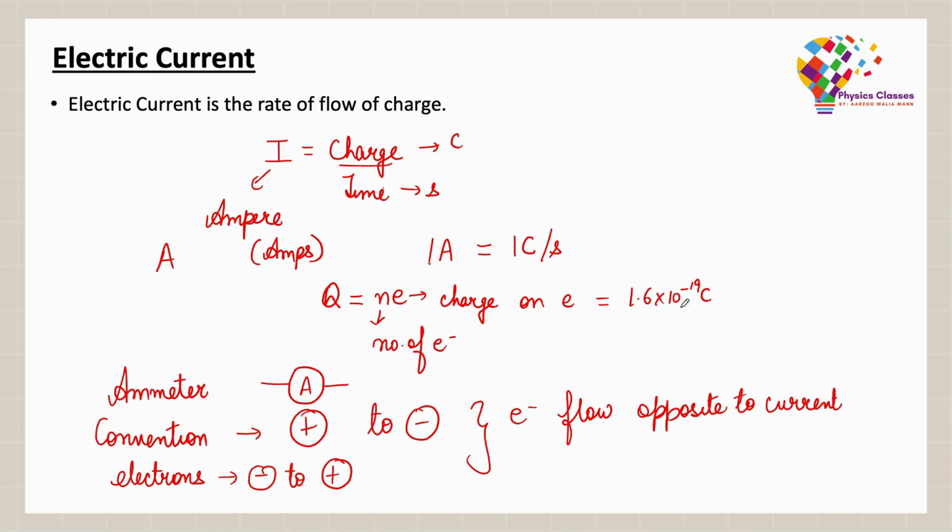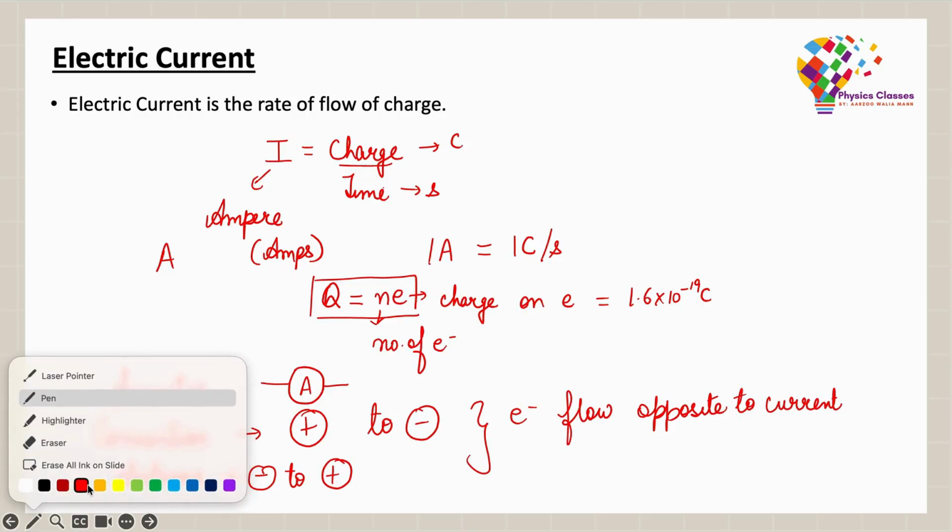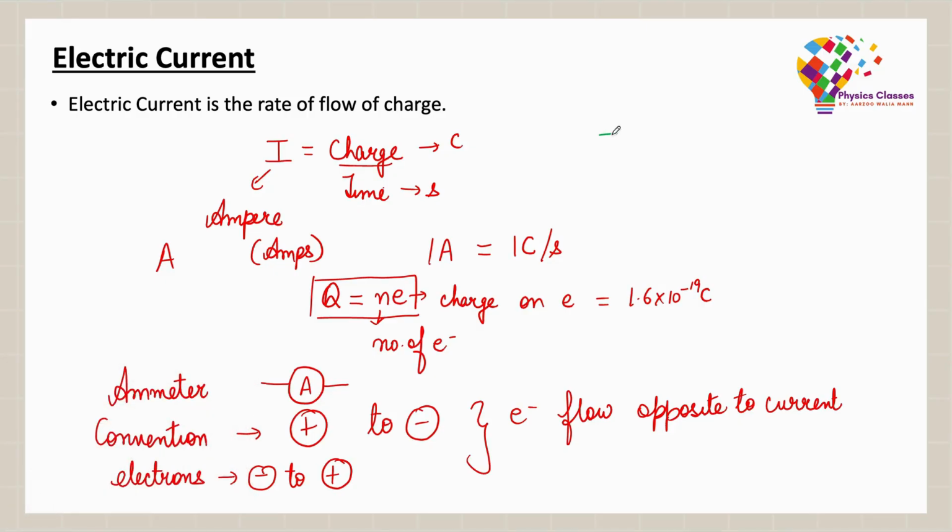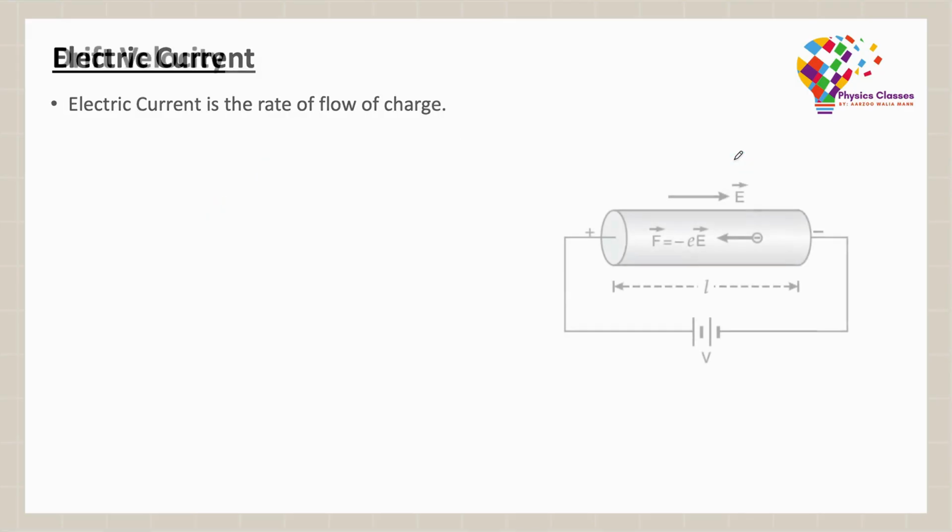Because your charge is quantized, therefore we can also write the current as, because I is equal to Q by T, therefore I can also write Q as NE. So this can also be written as NE by T. So if you want to find out the total charge, you can use N times E to calculate the charge. That's all about current. Now let's move on to something much more important, that's called drift velocity.